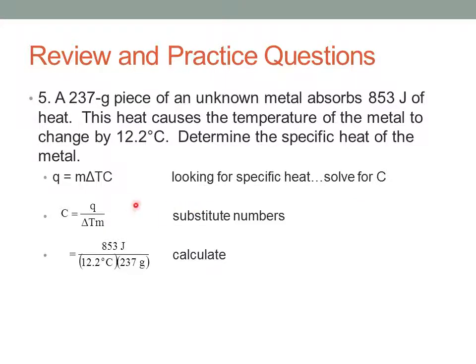So Q, the heat or the energy that's absorbed, is 853 joules. We're simply told the change in temperature. Notice we're not given a final or an initial temperature here. That's fine because we're told that the temperature changes by 12.2 degrees Celsius. So that is delta T. And then we are given the mass of 237 grams. We can simply calculate, and that would give us 0.295. And notice here our units, none of them cancel, and we are left with joules per gram degrees Celsius, which are the units on a specific heat, so that works out just fine.